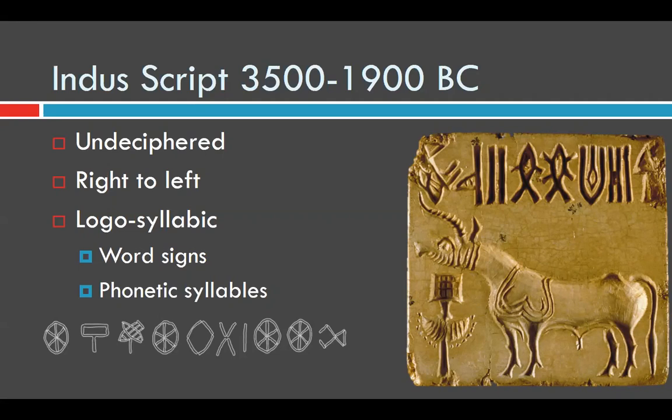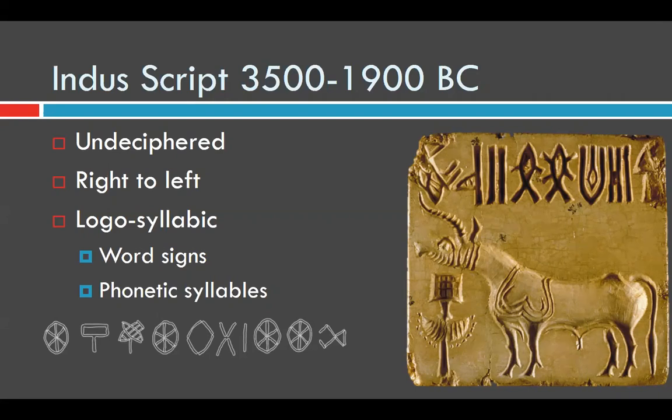The one at the bottom here is about as long of an inscription as you get with these, and that makes it more difficult to decipher. We also don't have anything like a Rosetta Stone that has multiple written accounts in different languages, including the Indus script. Now, someday we may find that.